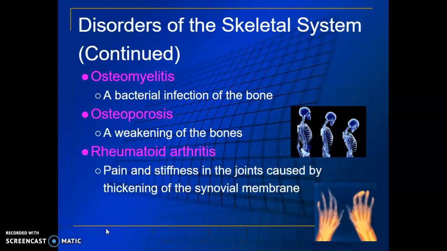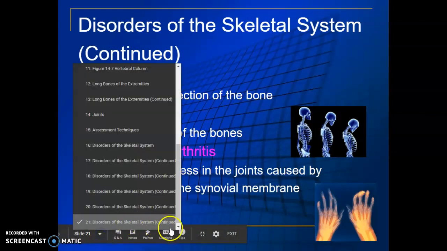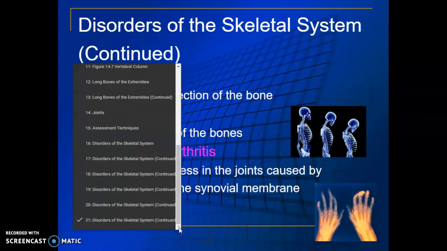Osteomyelitis is when you get a bacterial infection of the bone, very serious, you end up in the hospital on antibiotics, because if it gets into the bone, then it's in the bloodstream and can cause death quickly. Osteoporosis is a weakening of the bone from lack of calcium. And then there's another form of arthritis, rheumatoid arthritis, which is a stiffening of the joint and thickening of the synovial membrane where the fluid is in the joint, so it doesn't move as freely, and that's not fun.